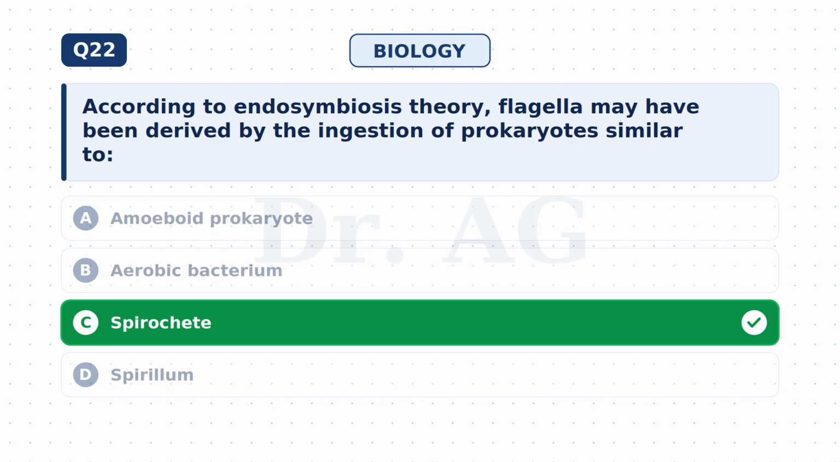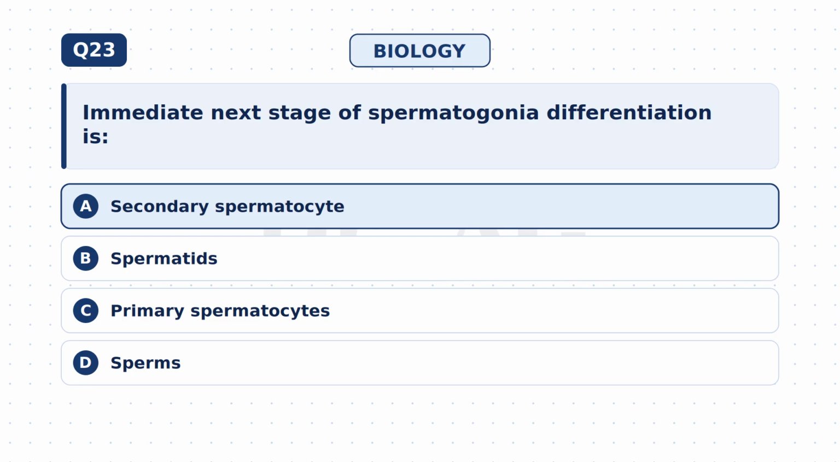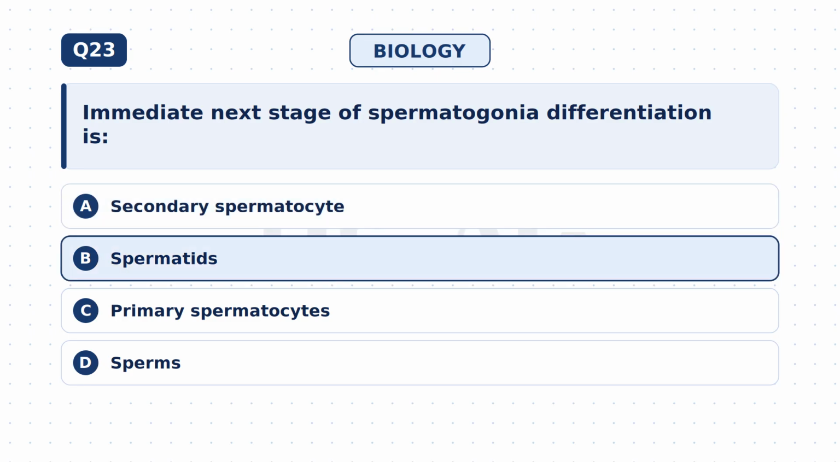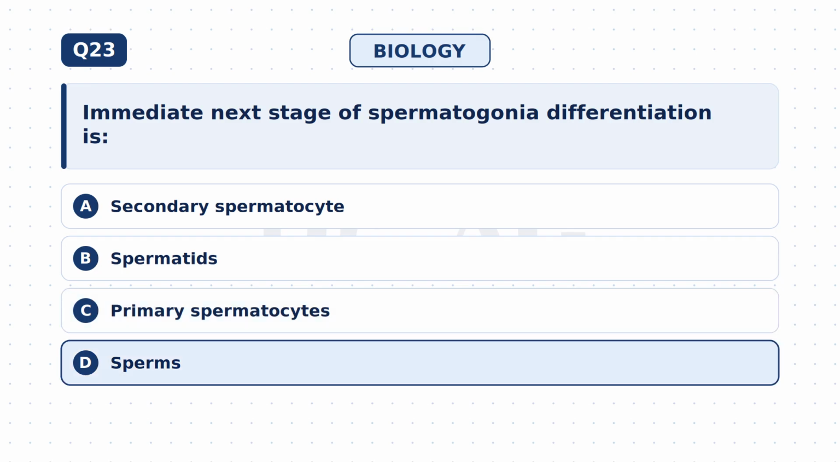The correct answer is C. Spirochete. Question 23. Immediate next stage of spermatogonia differentiation is: Option A. Secondary spermatocyte. Option B. Spermatids. Option C. Primary spermatocytes. Option D. Sperms.